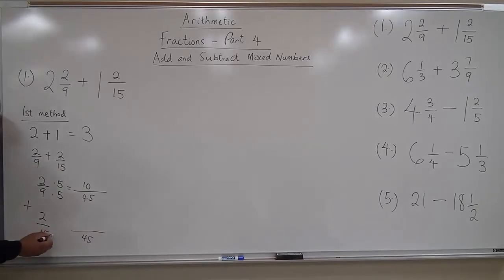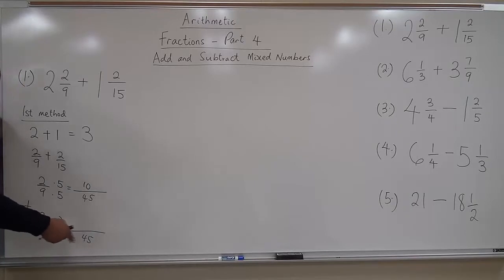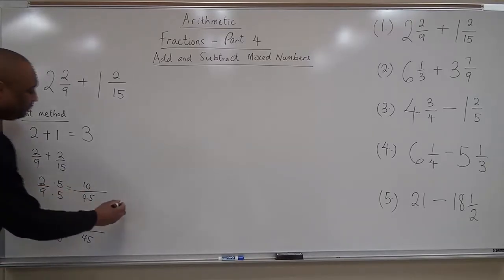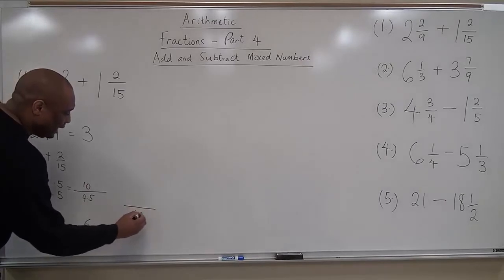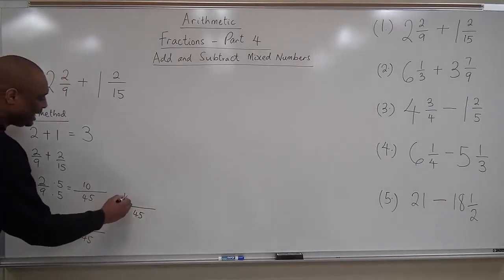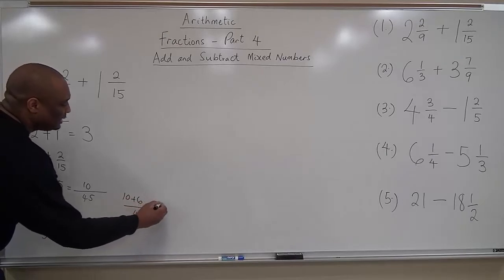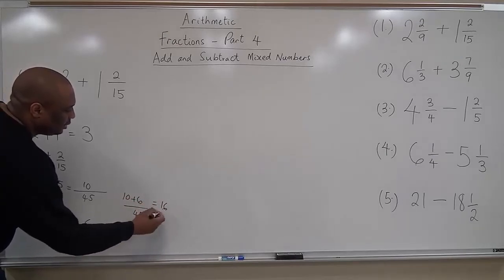What will I do to 15 to give me 45? Multiply by 3. Whatever I do to the denominator, I do to the numerator. So the equivalent fraction of 2 over 15 with 45 as the denominator is 6 over 45. See that? Now they have the same denominator. I only need to write it one time now, and this will be 10 plus 6. And this gives me 16 over 45.